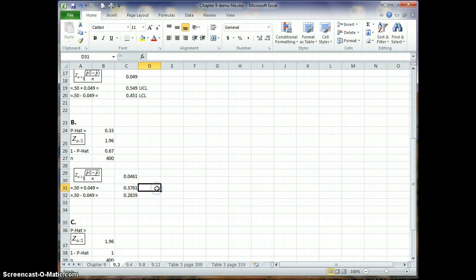So instead of an upper confidence level of 0.549, it's 0.3761. In the case of the lower confidence level, it's 0.2839 rather than the 0.451 up here. And there was one more example in part C, which is instead of 0.5 or 0.33, it's 0.10 or 10%.